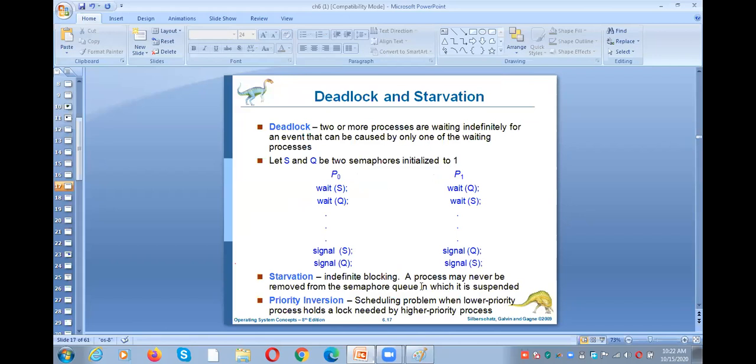Deadlock and starvation, this we will discuss in tomorrow's class. Why? Because it's already 10:22, so you might have another class.